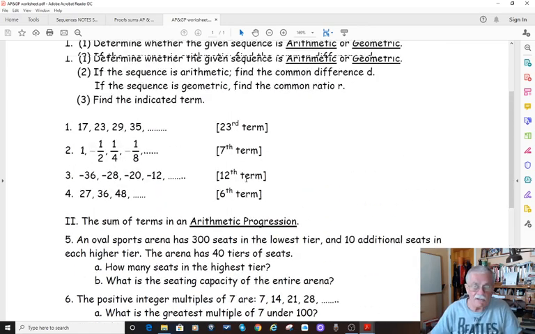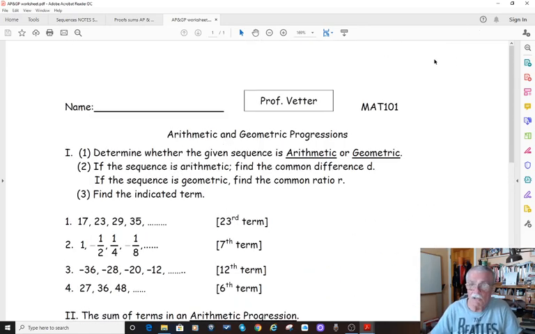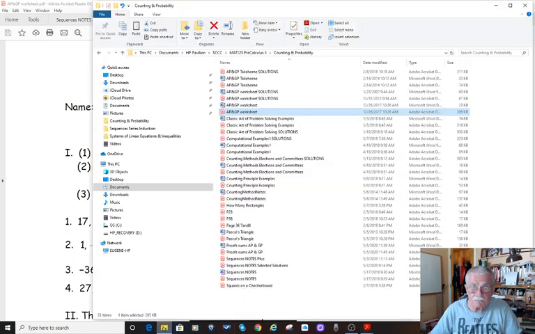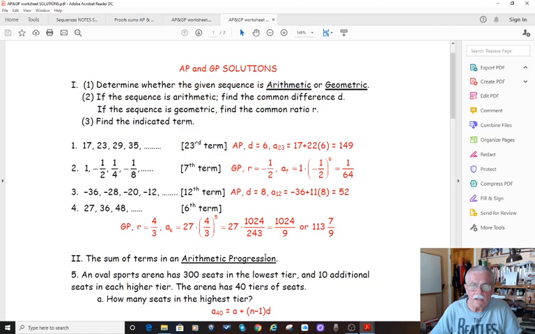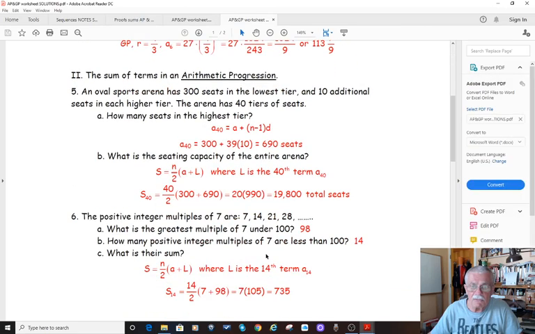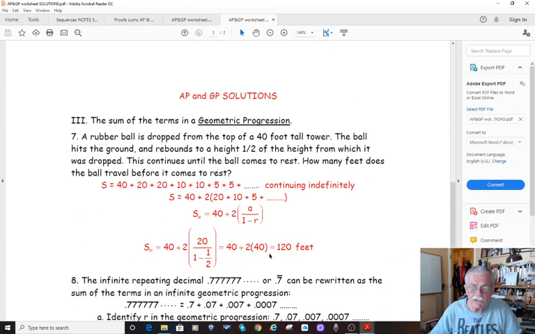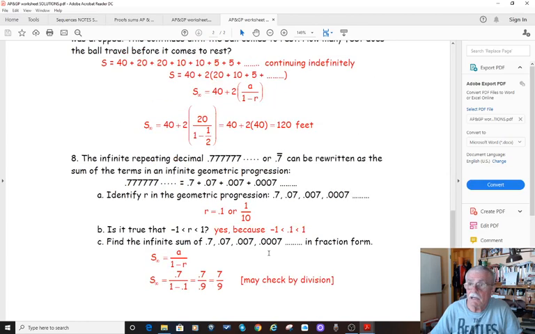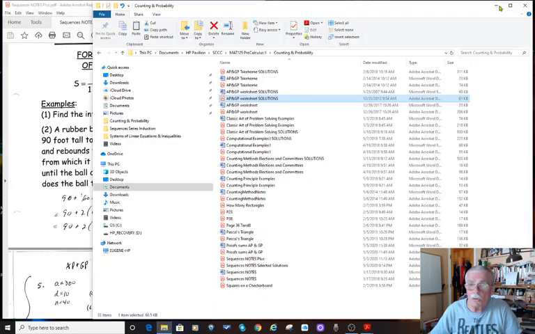Okay, so if you want to do that, that's strictly up to you, but I'll make sure it's on Blackboard, and I even printed out the solutions for you. Look at that, the solutions are in red. Gee, what a guy.